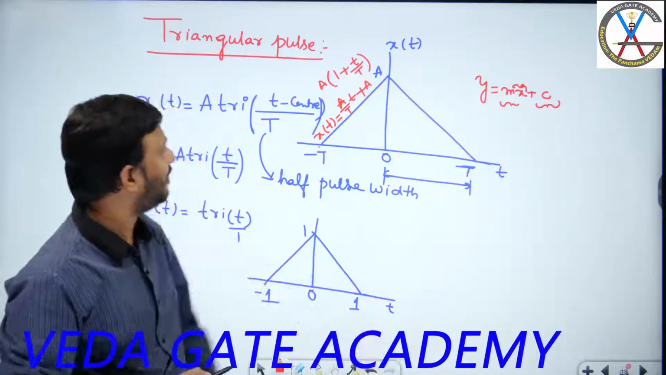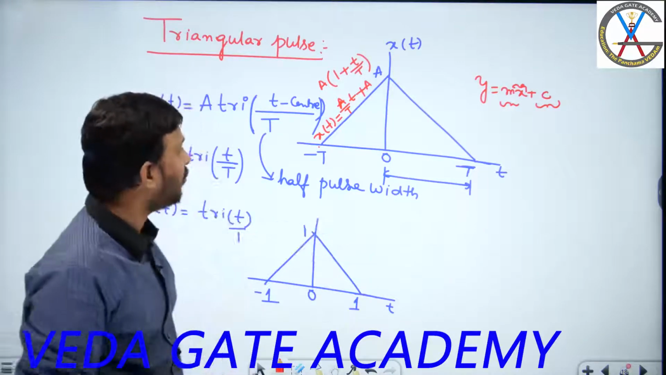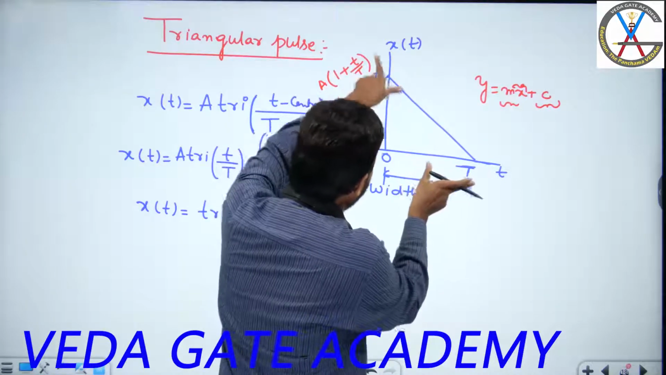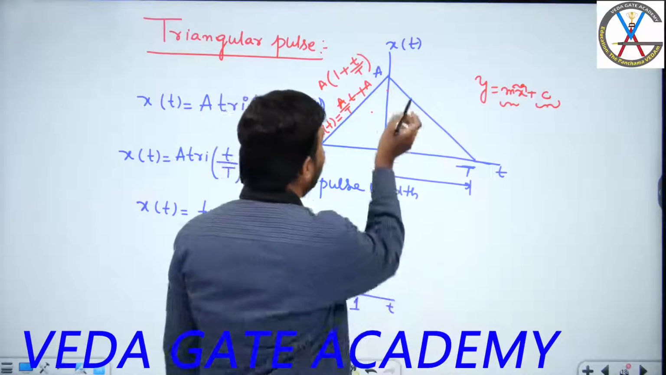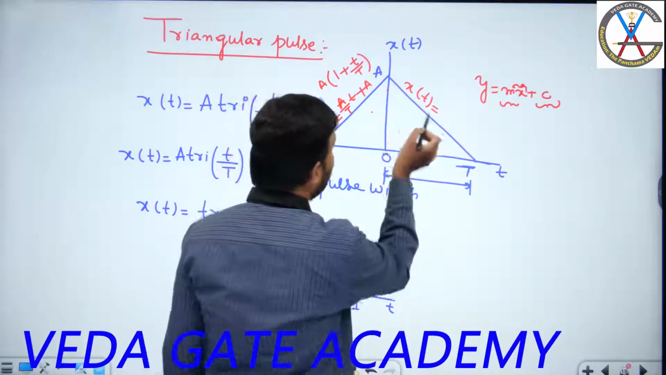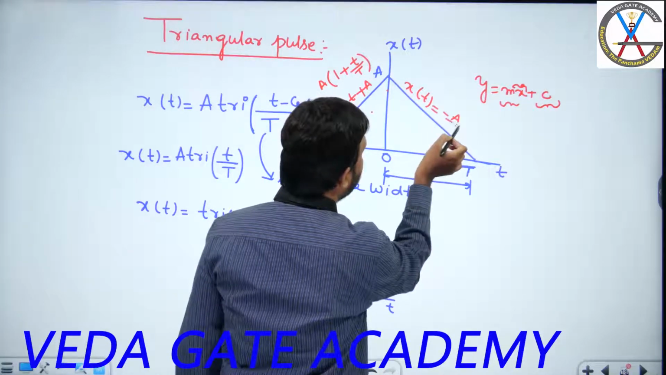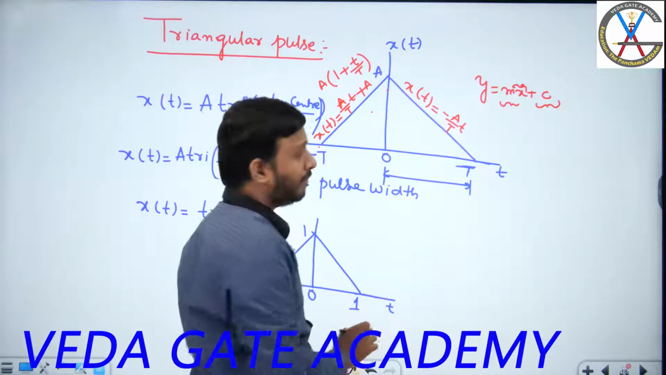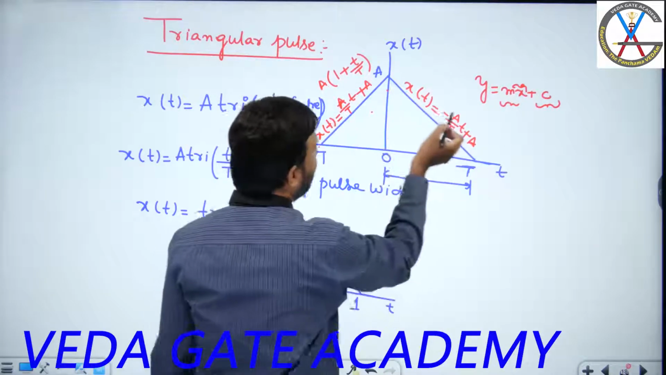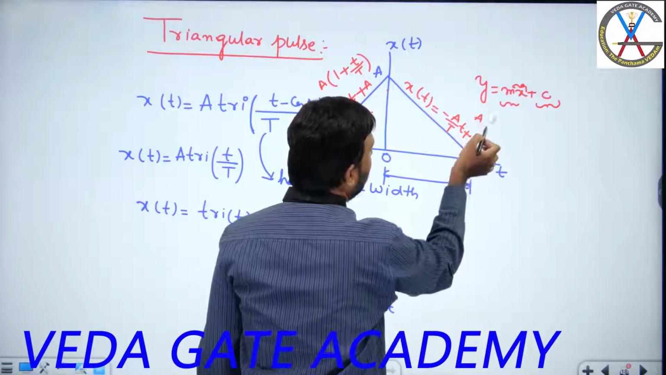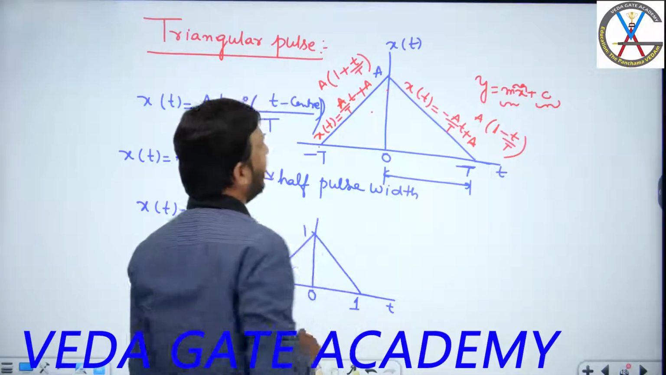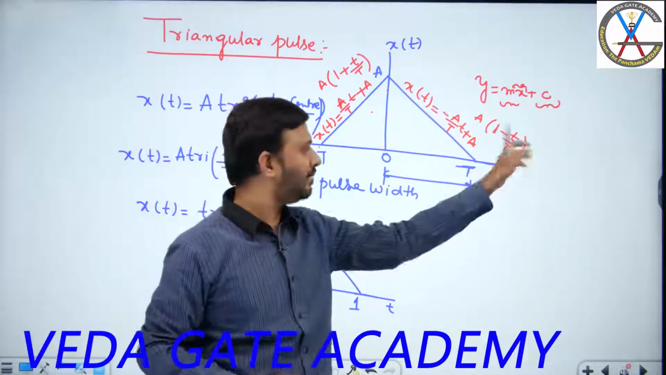In the similar fashion, if I want to find out the equation of this line, what is the slope? Height is A units, width is T units, this is decreasing, slope is minus A by T. So x of t is equal to y is equal to slope, minus A by T, times the independent variable, plus this line touches the vertical axis at A, so the equation of this line becomes A into 1 minus t by T. The equation of this line is A into 1 plus t by T, and the equation of this line is A into 1 minus t by T.